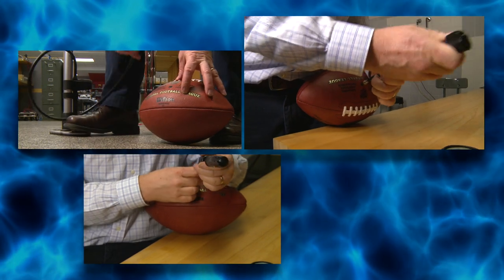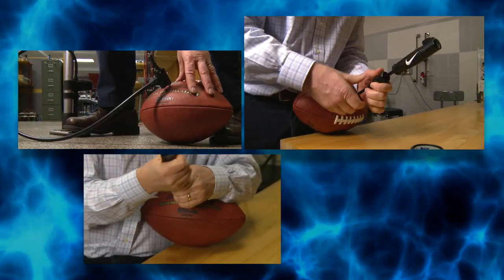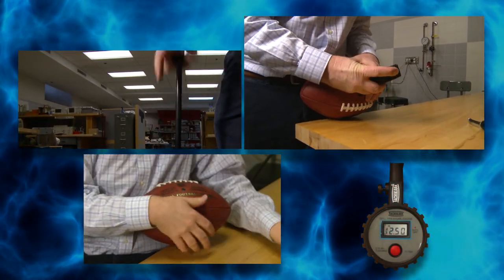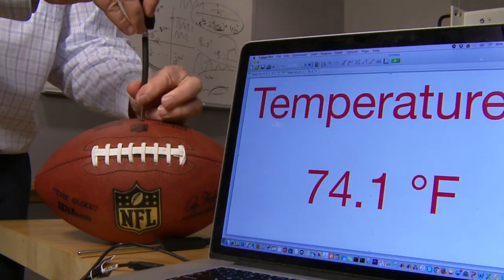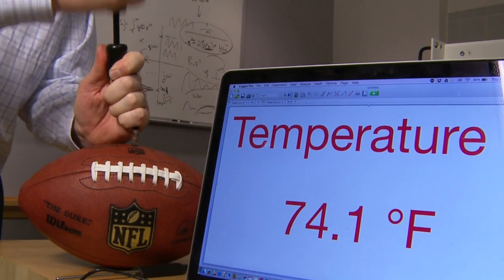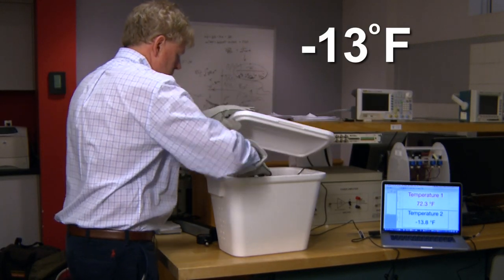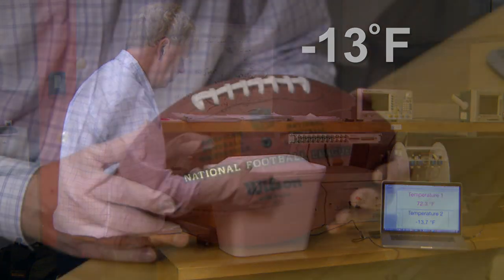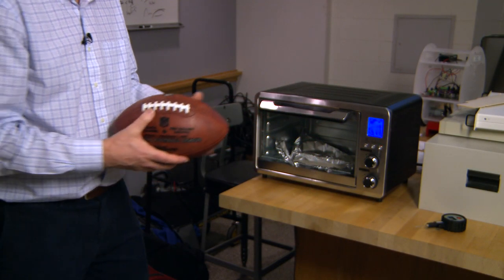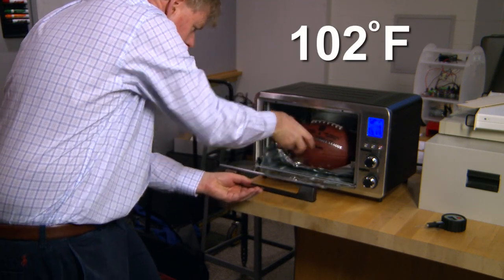Now, before we met today, about 2 hours before we started filming, I took 3 identical NFL-certified footballs and filled them each to the standard 12.5 pounds of air per square inch, PSI. We did this in the laboratory here, where the air temperature is a constant 74 degrees Fahrenheit. The first ball, ball A, I placed in a super deep freezer with a temperature of minus 13 degrees Fahrenheit. The second football, ball B, I just kept with me here in the lab. The third football, ball C, I placed into an oven with light heat at 102 degrees Fahrenheit.